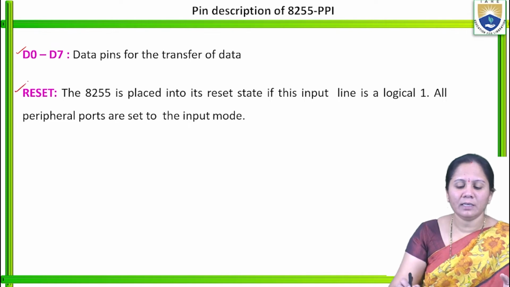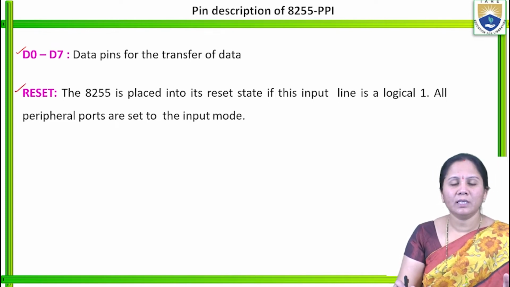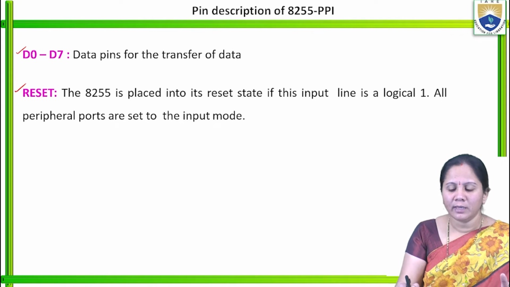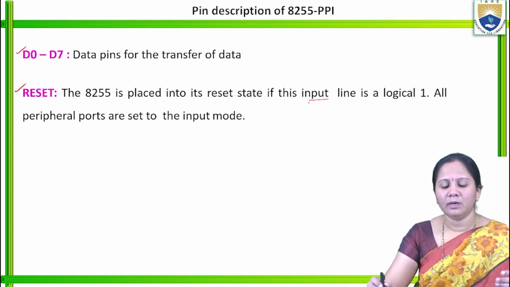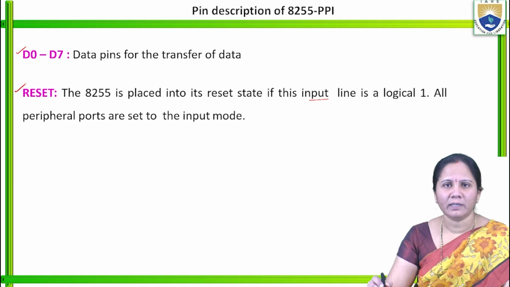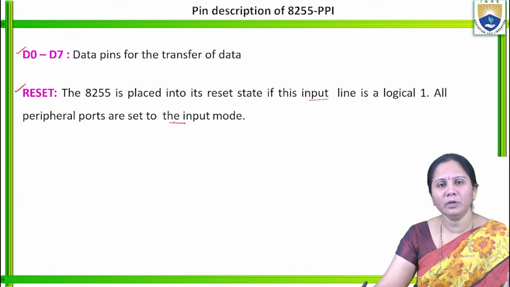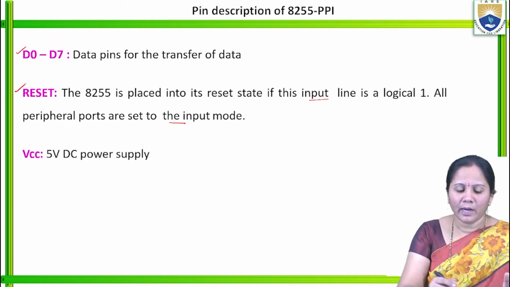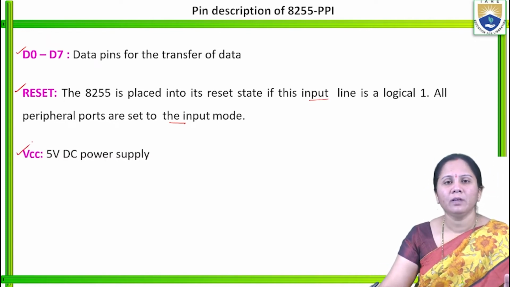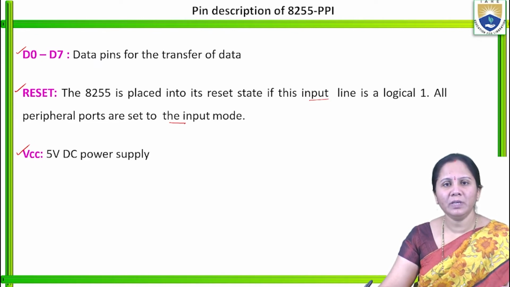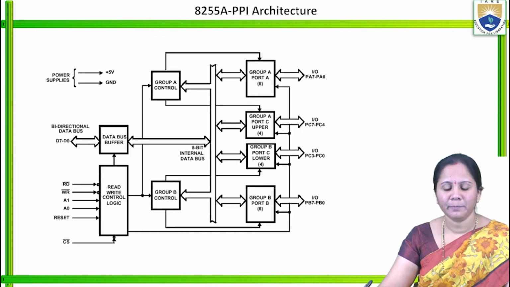And another signal is here reset. When this reset signal is activated, this 8255 IC will be reset. That means all the peripheral ports are set to the input mode. And another one is VCC. The power supply required to operate this 8255 is plus 5 volts DC. So that is all about the 40 pins that are present in the 8255 PPI.